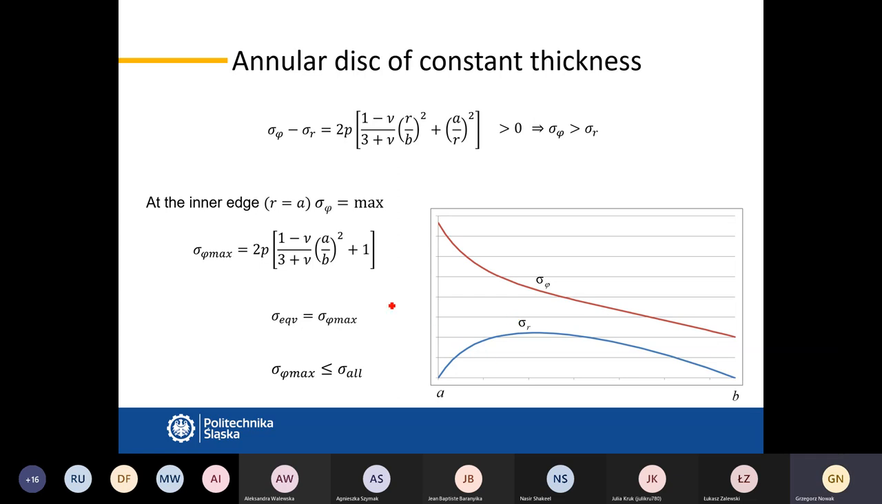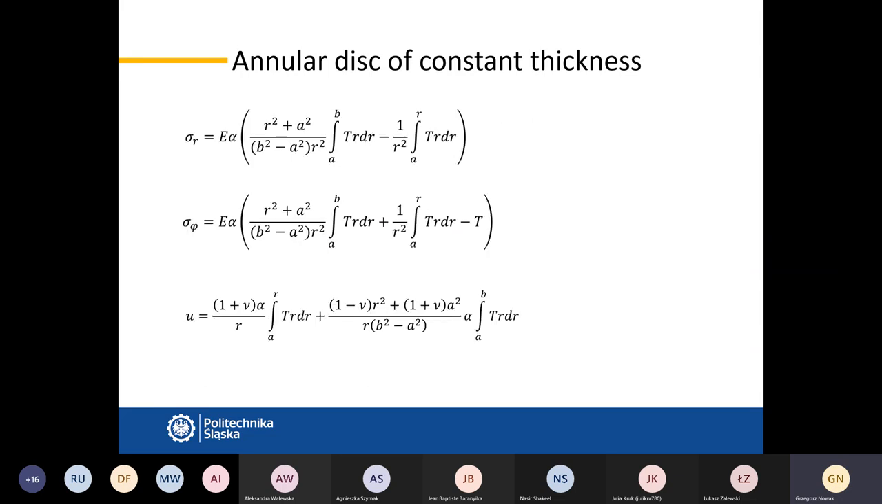It reaches its maximum, starts at zero, ends at zero, and its maximum is about 1/3 of the total distance between the internal and external surface. And sigma phi is always above sigma r, and its highest value is at the beginning, and it never reaches zero. So there is a non-zero value even at the end at the external surface, and the maximum stress, which has to be kept below the allowable limit, is here at the internal radius.